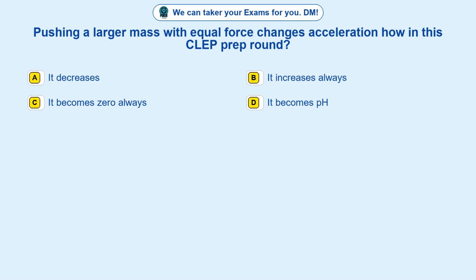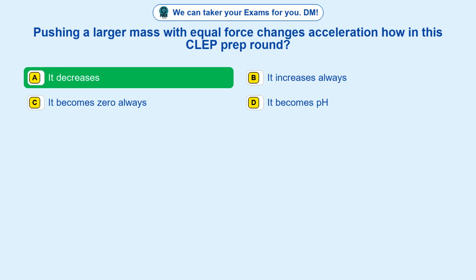Question 58. Pushing a larger mass with equal force changes acceleration how in the CLEP prep round? Option A, it decreases. Option B, it increases always. Option C, it becomes zero always. Option D, it becomes pH. The correct answer is option A, it decreases.